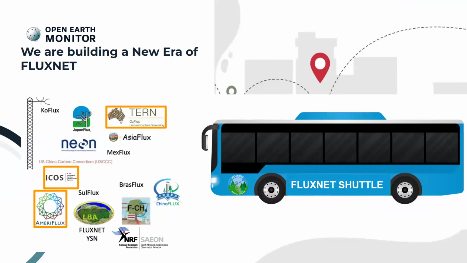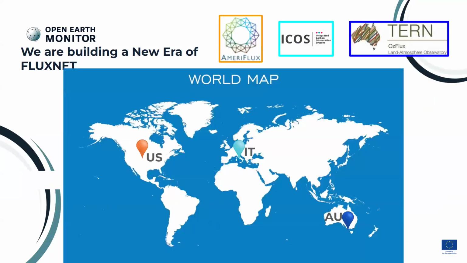So I put a Vespa in the previous slide to show like a delivery guy that delivers the data to the different users. And now we call this product the shuttle, like the bus shuttle that takes people to the airport, for example. So I replaced this. And the three data centers and institutions that are doing this are the ones shown on this map: AmeriFlux in the US, ICOS, where I work in Italy, and OzFlux or TERN in Australia.